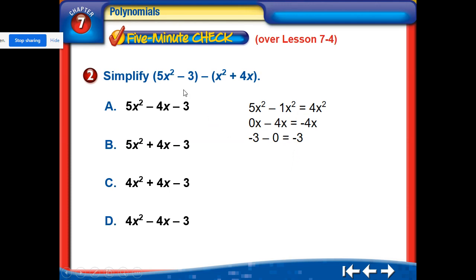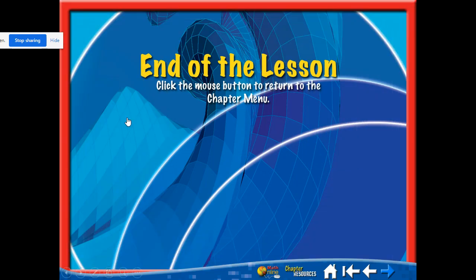So be careful of that when there's no value over here. Don't try to force the 3 and the 4x together. Write 0x. Write the extra 0 so they all have the exact same amount of terms so it all lines up. So 4x squared minus 4x minus 3. And that's what I have for you today.